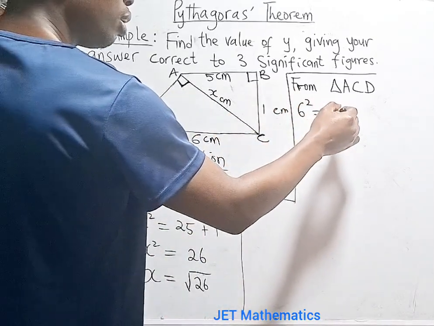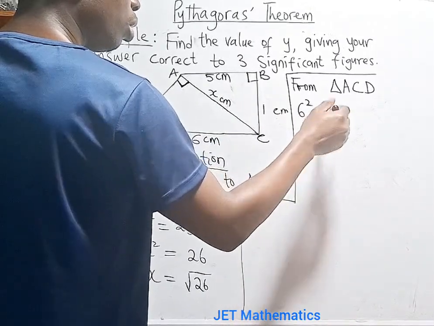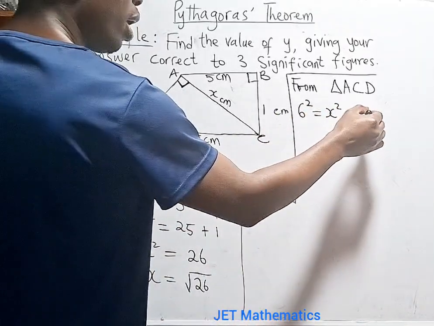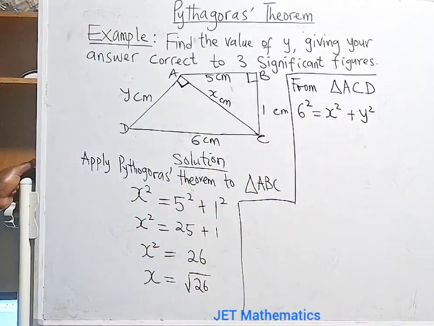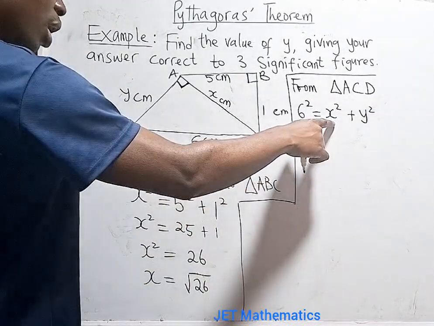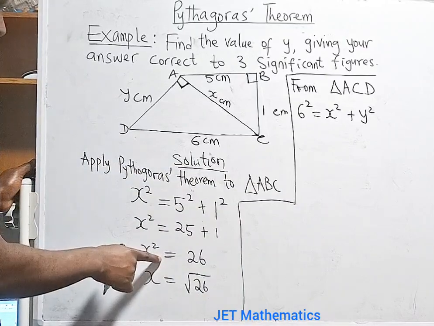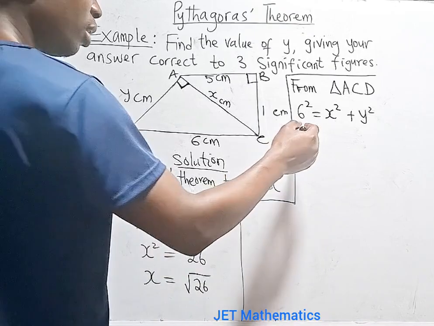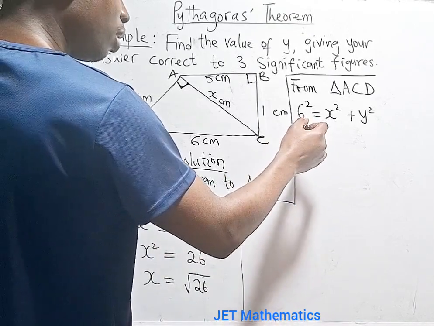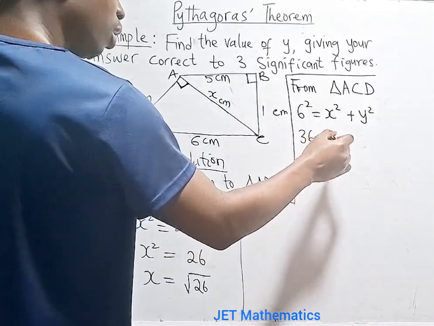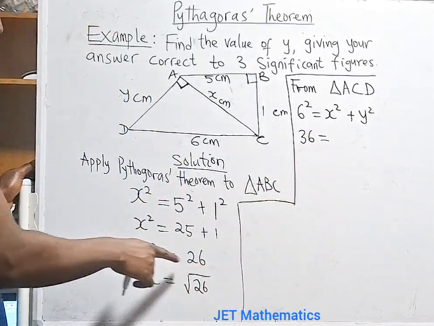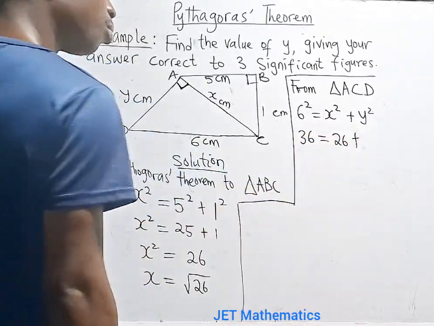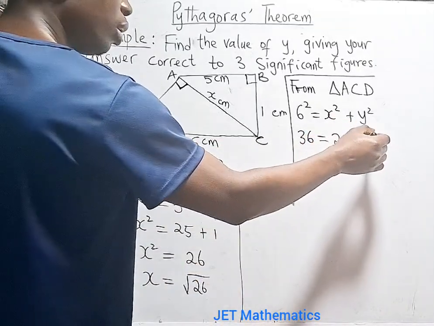x squared plus y squared. Good. So we can substitute our x squared. We already have x squared here, or you can put root 26 all squared. So that is still the same value you are going to get. This 36 is equal to x squared, which is 26, plus y squared.